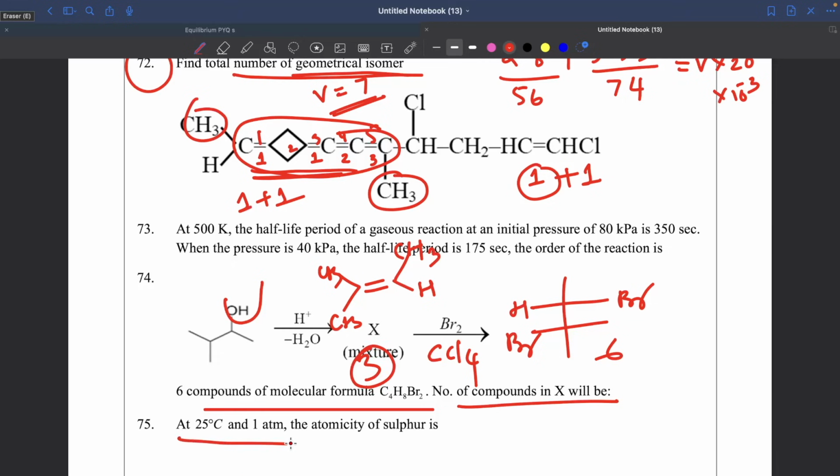At 25 degrees Celsius, 1 atm pressure, the atomicity of sulfur is 8.